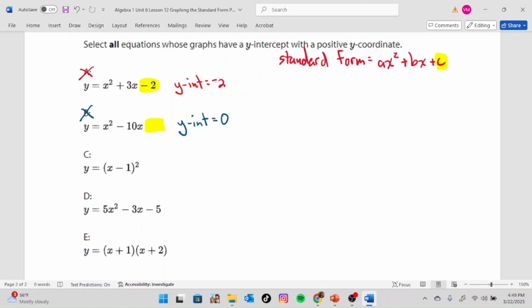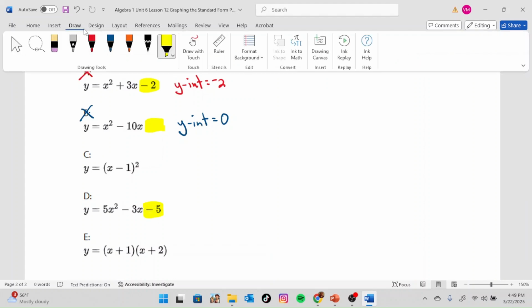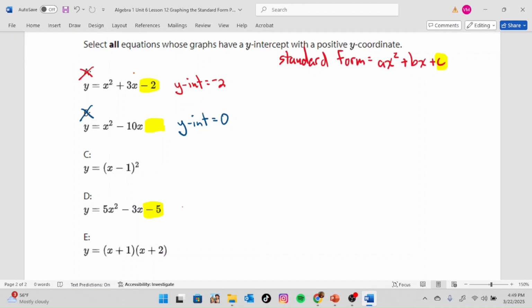Option C is in factored form, so we'll come back to that one. But option D is in standard form, ax squared plus bx plus c. In this case, c is negative 5, so that means the y-intercept is at negative 5, and we want positive y-coordinates. So D is incorrect.